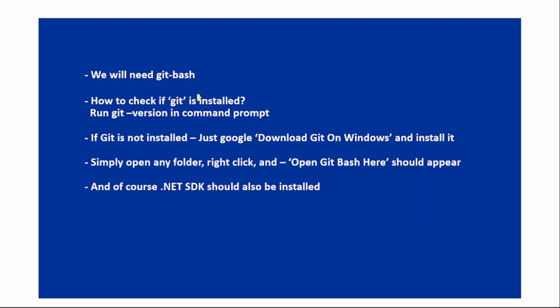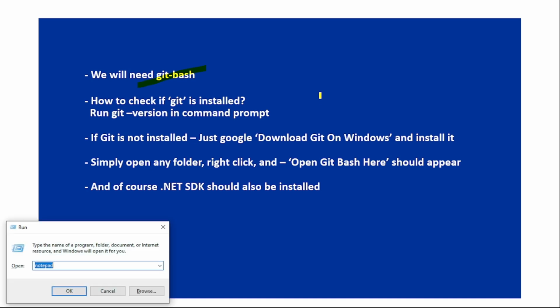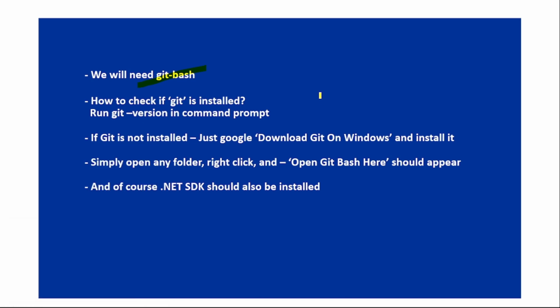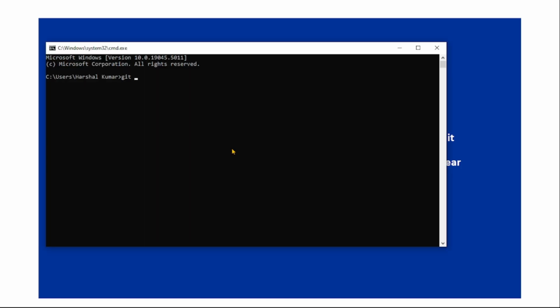Now to create these certificates we will first need git bash. So how to check if git is installed or not? Simply open command prompt. I will say run and here I will say cmd. Okay, and then we need to run this command, that is git --version. So you can see git is already installed on my machine and hence it's showing the installed version.